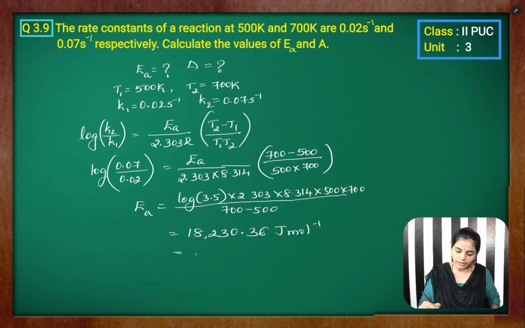Let me convert this into kilojoules. So it is 18.23 kilojoules per mole. So this is the activation energy. Now we need to calculate value of A. So we shall make use of Arrhenius equation. K is equal to A e to the power minus EA divided by RT.